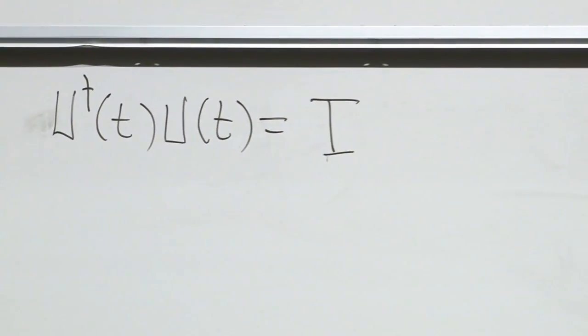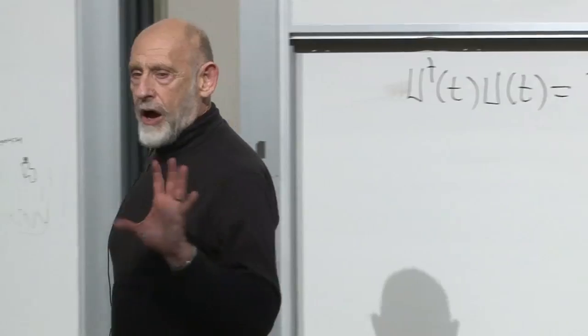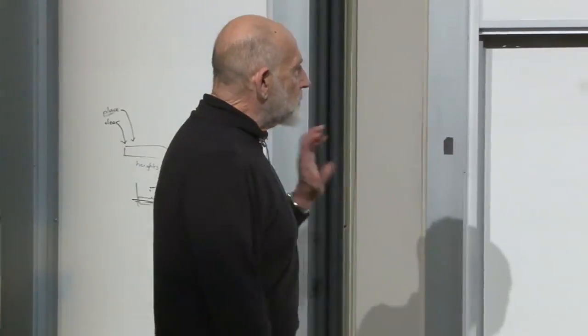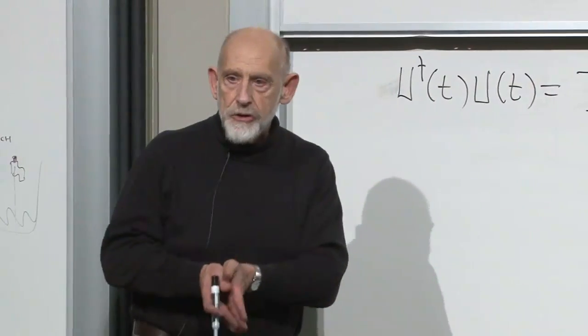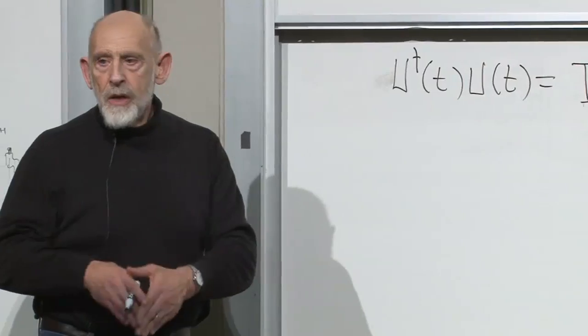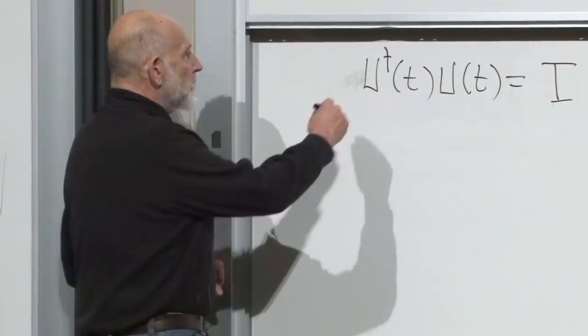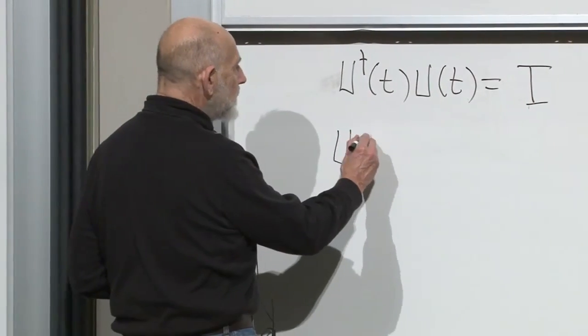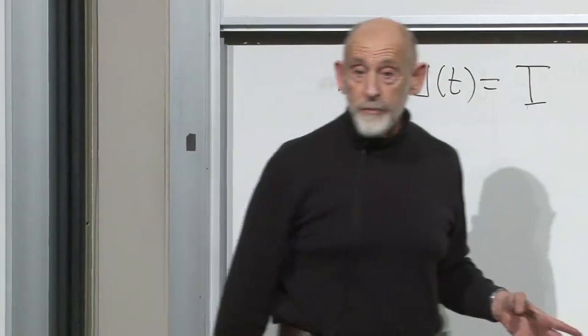Let's examine this a little bit now. In particular, let's examine it for very, very small time. For very small time, in other words, where you only evolve the system by a tiny little incremental time, let's call the incremental time epsilon. Right? Now let's write that U of epsilon.